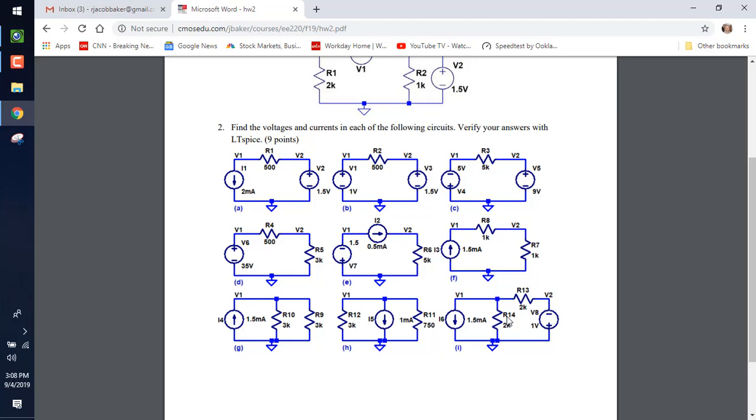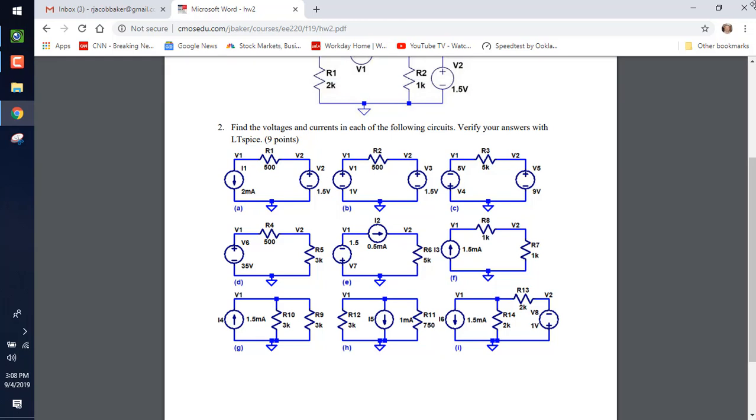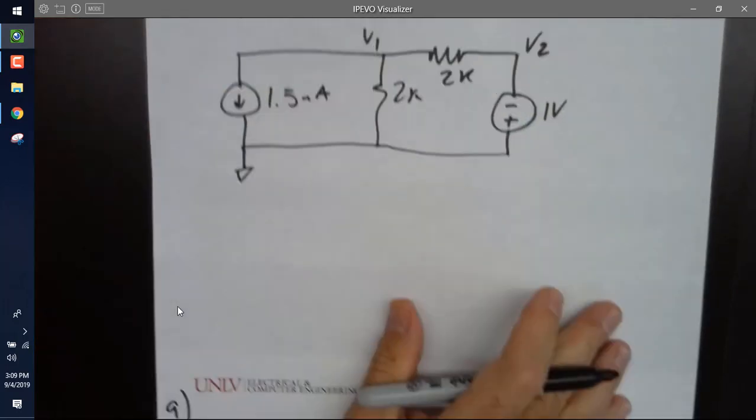All right, let me sketch it. That would be 1.5 milliamps. And then this would be 2K. And then we've got another 2K. And then a minus plus. And let's find all the voltages and all the currents in the circuit. V2, V1. Take a mental shot of that with your mind's eye. And then let's flip it over to here. Is that correct?